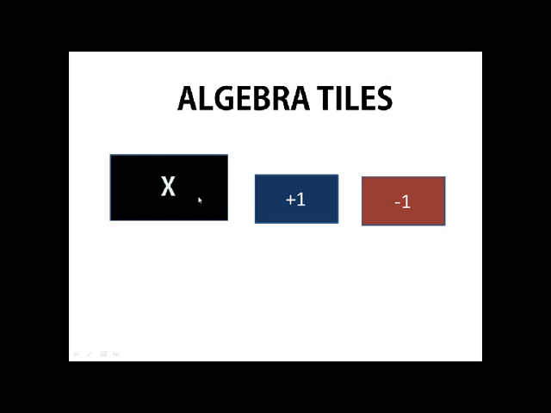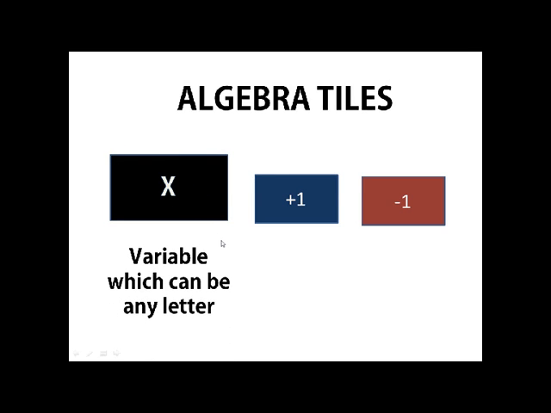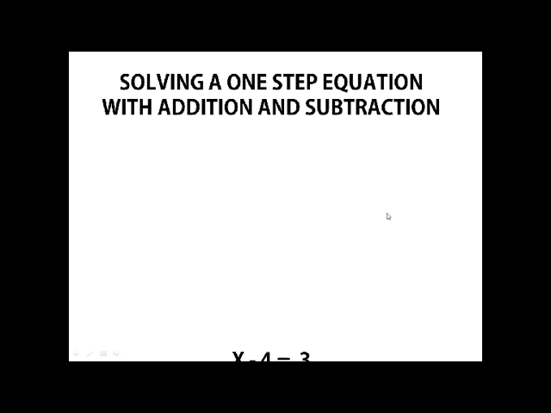I'm going to use algebra tiles today. The big black one is going to represent the variable, which can be any letter, but in our case we're going to use x. The blue tile is going to represent a positive 1, and the red tile is going to represent a negative 1. So now we are going to solve a one-step equation with addition and subtraction.